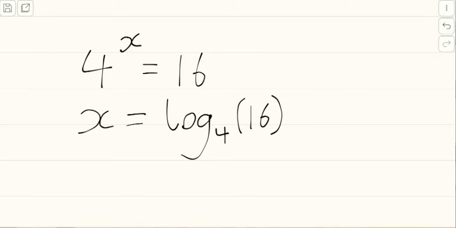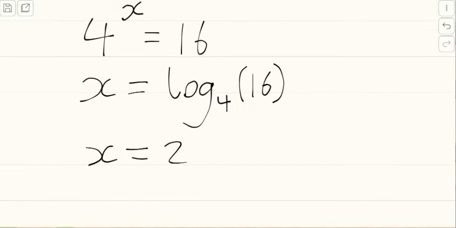If you type this in your calculator, log to the base 4 of 16, it's going to tell you the power that you have to raise 4 to in order to get to 16. So, if you type that in your calculator, you should get that x equals 2. And of course, we already know this because 4 to the power of 2 is equal to 16.